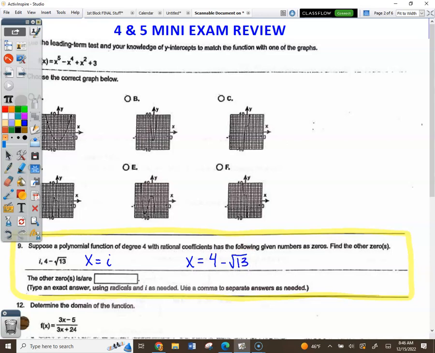What's the answer? The answer would be negative i. Only change the sign of the radical. 4 plus square root 13. That would be the answer.